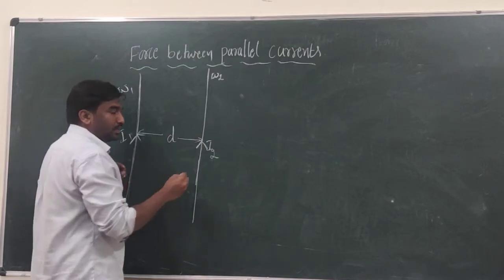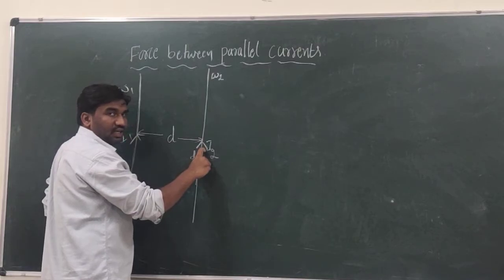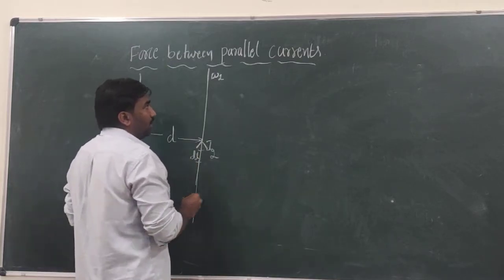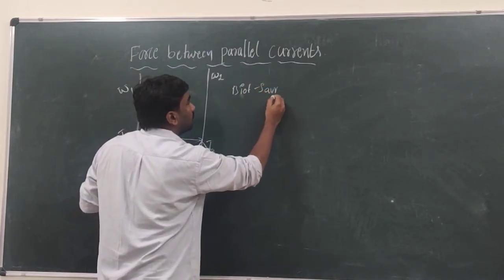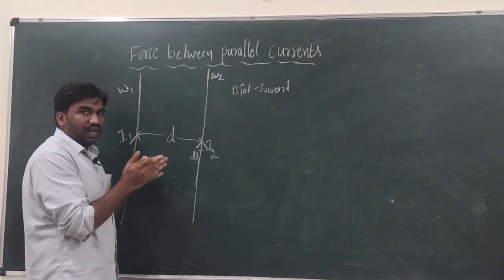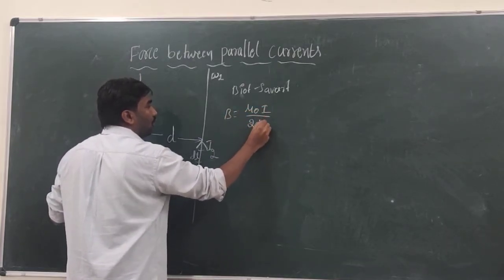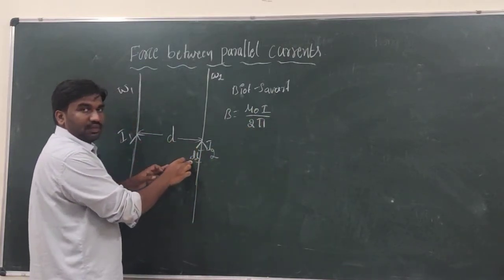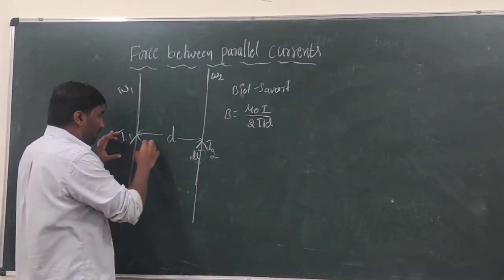Let us take a small element dl here. First I am going to calculate the magnetic field here, in this place. We know that by Biot-Savart's law, the magnetic field for a current-carrying wire is B equal to mu naught I divided by 2 pi times the distance where you are calculating the magnetic field. Here my distance is d. So this is the magnetic field in this region due to the current I1.